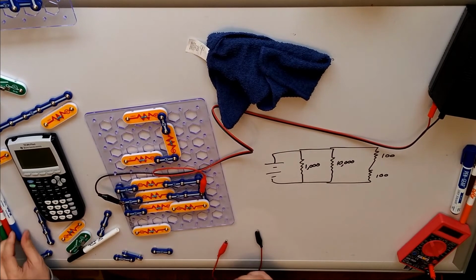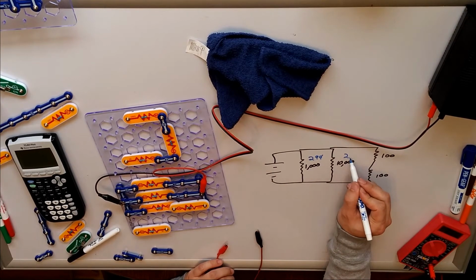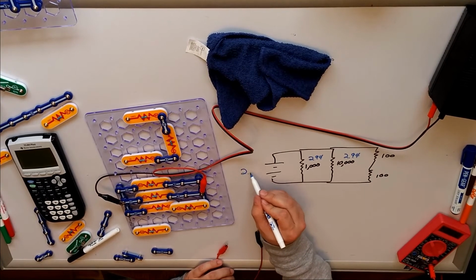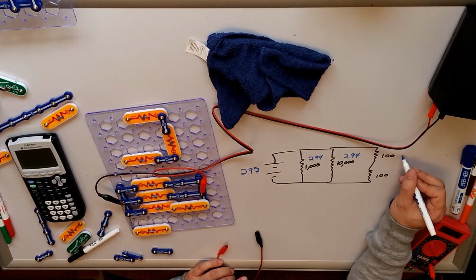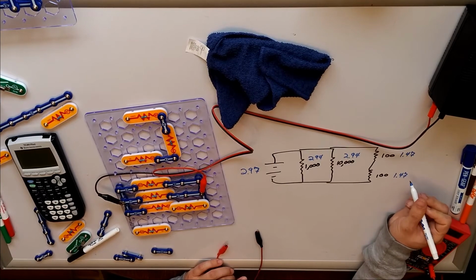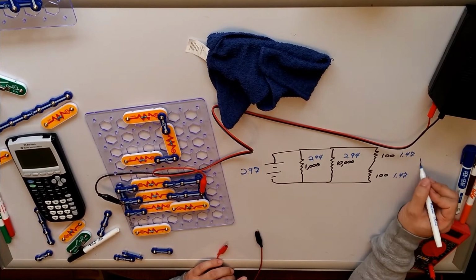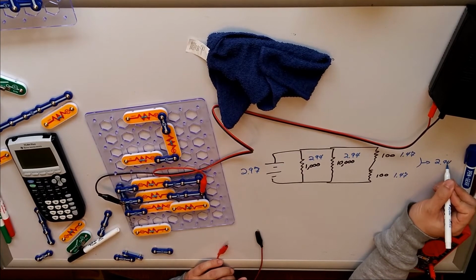Okay, great. So what I found was this. This was 2.94. This one was 2.94. The total battery was about 2.97, which is what we keep getting. And then this was 1.47, and this was 1.47. If I add these two together, they'll actually add up to, wait for it, 2.94.